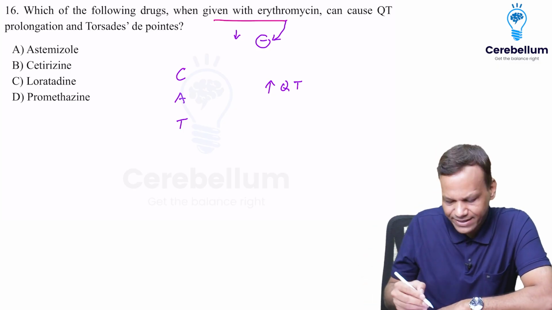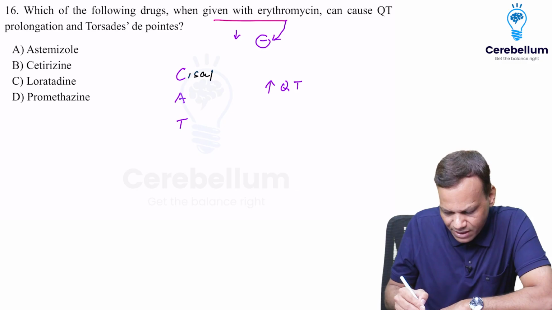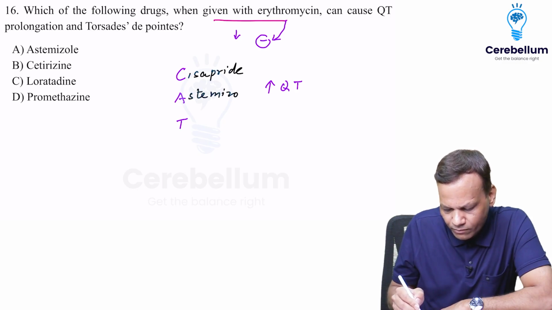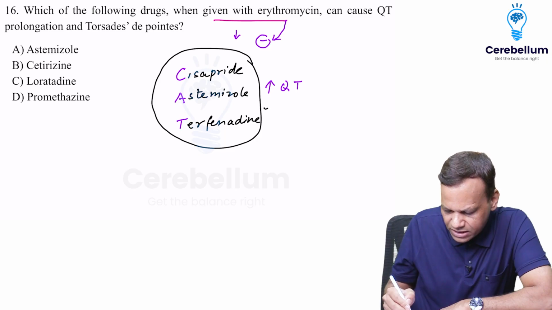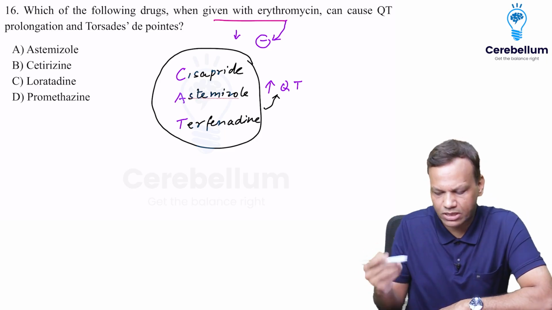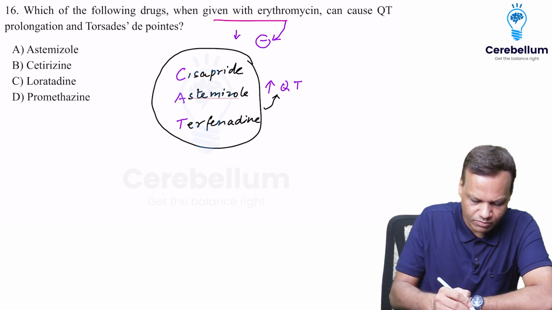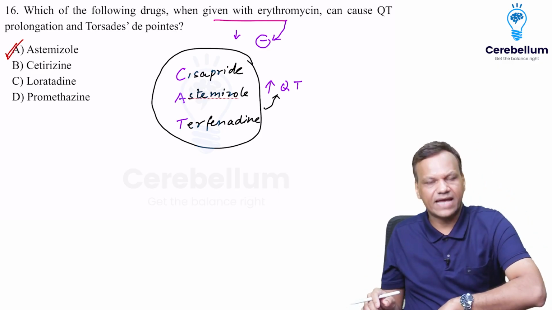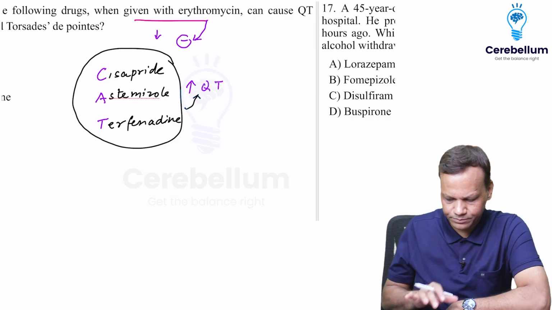And which drugs? They are called CAT drugs. So CAT drugs include cisapride, astemizole, and terfenadine. So we all remembered CAT is cute. So CAT drugs cause QT prolongation. So it is a direct question from the CAT drugs. So answer is astemizole. Okay.